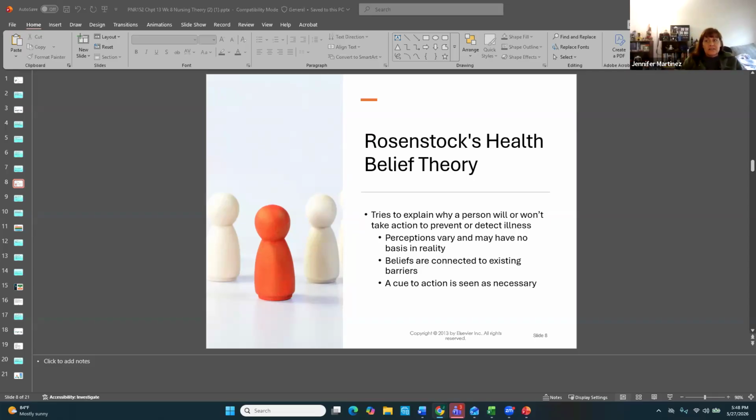And then a cue to action is seen as necessary, so whether they will or won't take action. So the cue for the client, whether it's pain, like I said, pain is often a big reason why people seek healthcare, because generally nobody wants to be in pain. Or it could be a news story, or a commercial on TV. And so they're getting a more proactive approach, maybe would be a good word.